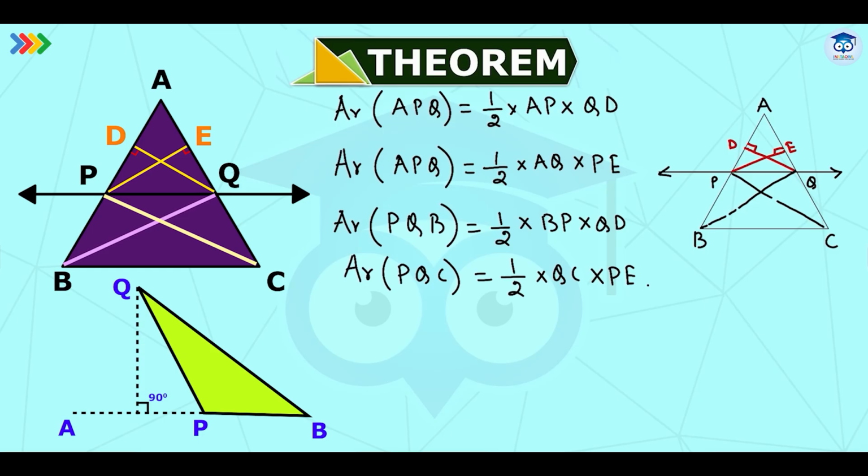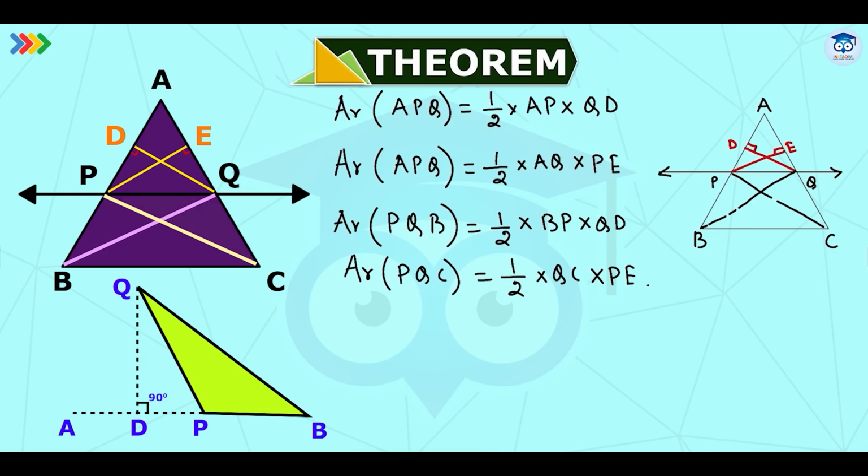Therefore QD becomes the height, which is outside the triangle QPB. So it is not compulsory that the height of a corresponding base should always be inside the triangle. It may be outside or inside according to the triangle. Therefore, the area of this triangle QPB is equal to half, the base is PB and the height is QD.